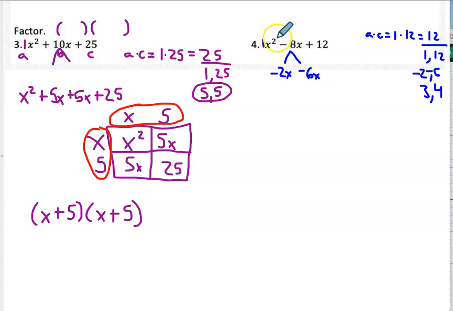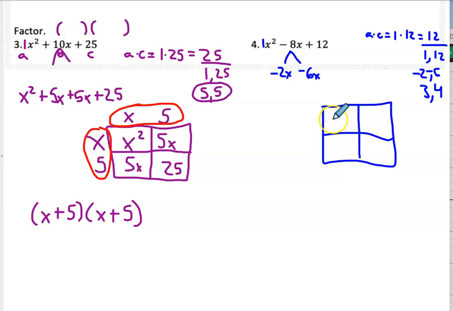Okay, so when we go to our box, we've got x squared, negative 2x, negative 6x, and 12. So again, we look at each column and each row and see what we can take out.